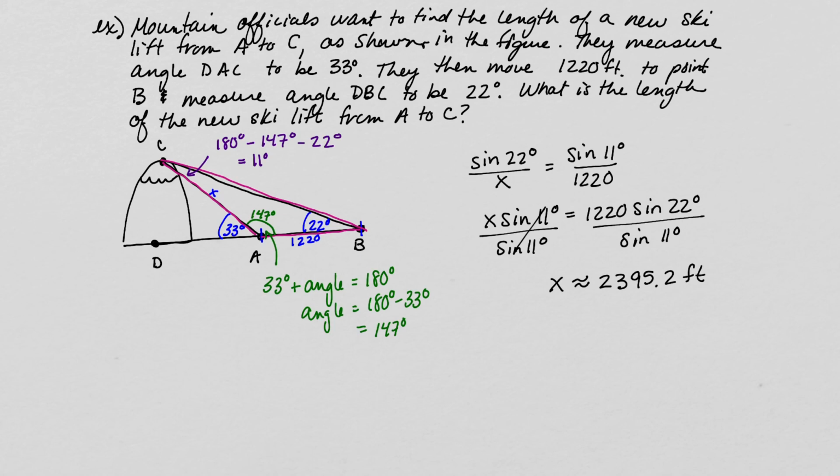So sometimes they give you the picture. If they don't give you the picture, you just want to draw it, and then you're trying to find where you can use that law of sines.